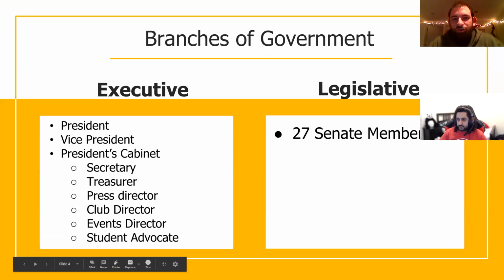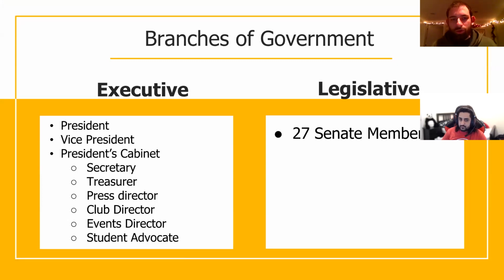Okay, basic structure of the undergraduate student government, and this is important depending on what role you want to run for. We have the executive branch and the legislative branch. Executive branch: president, vice president, and the cabinet. The legislative has 27 Senate members. It's interesting because the vice president serves as the president of the Senate. So every Senate meeting you go to, you're going to see the vice president and have some sort of connection with the cabinet.